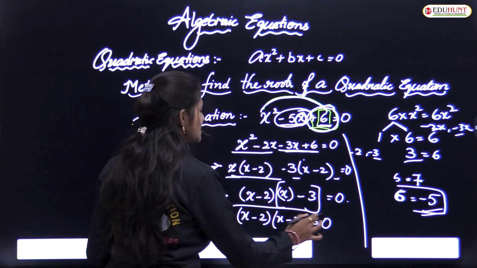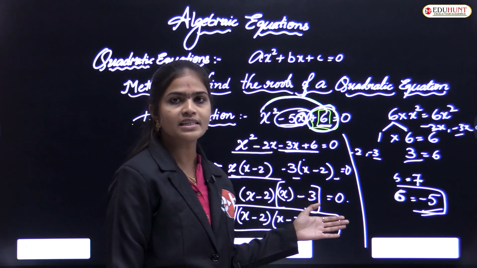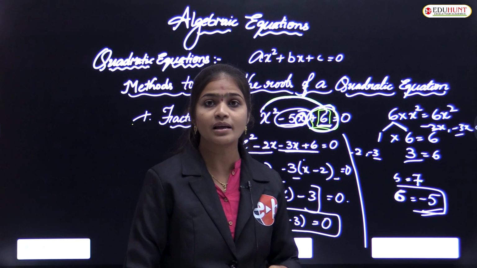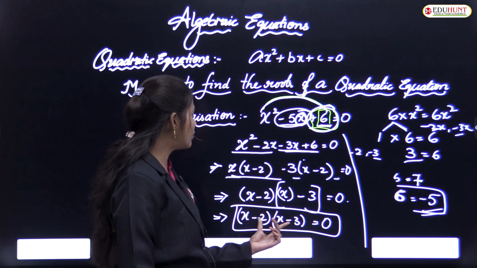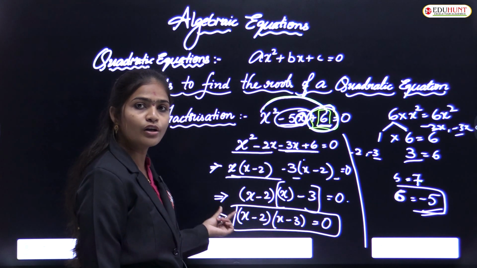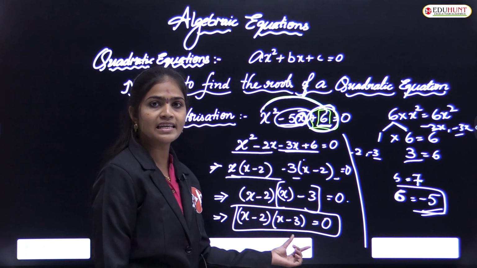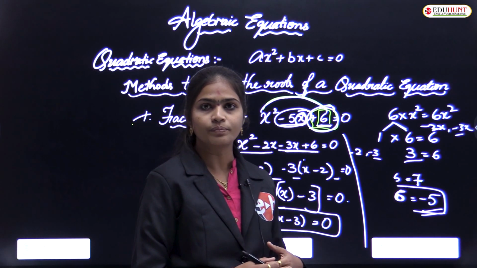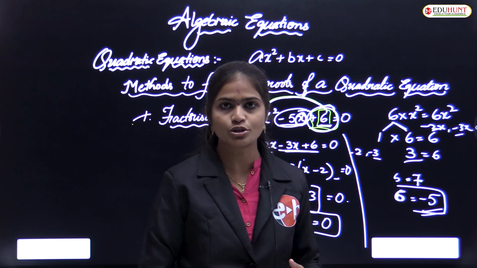Children, when you observe this step, x minus 2 into x minus 3, what is it saying? The product of two factors, the product of two numbers, is equal to 0. When is it possible? Either one of the factors should be 0. Either one of the terms should be 0, then only we will get the result as 0. 0 into 1 is equal to 0. 0 into 100 is equal to 0. 0 into 1000 is equal to 0.